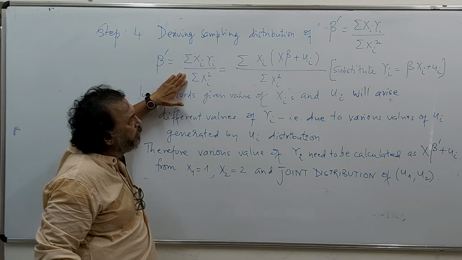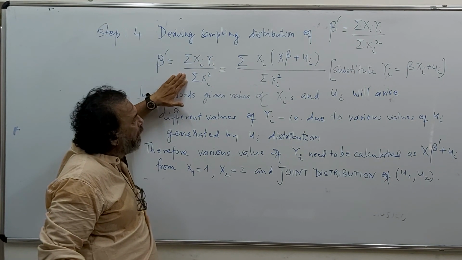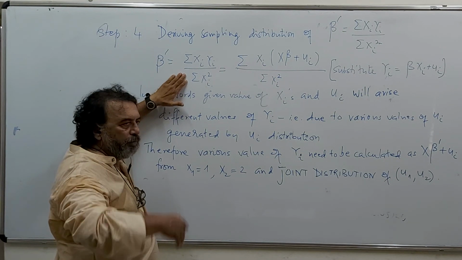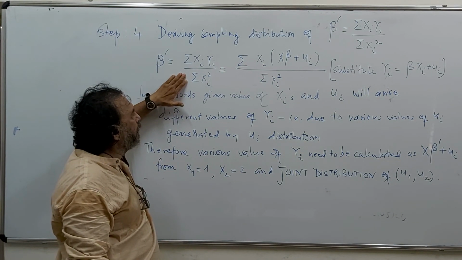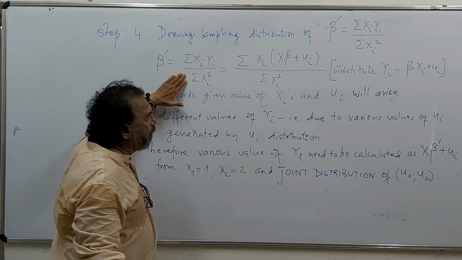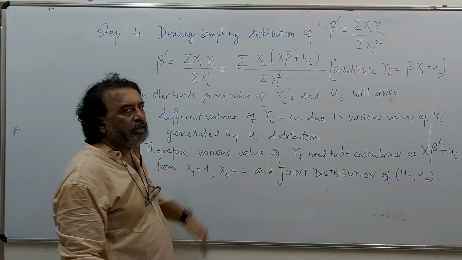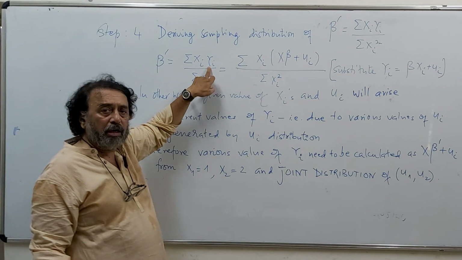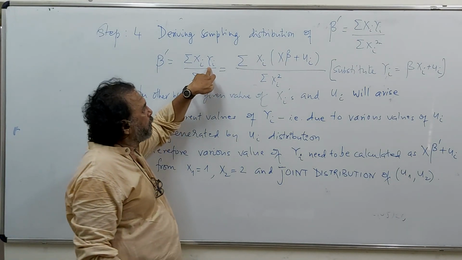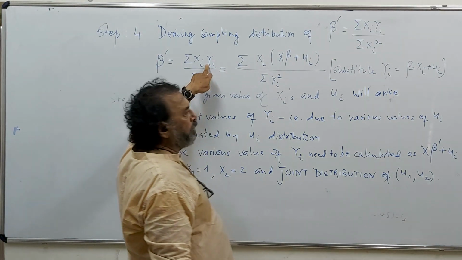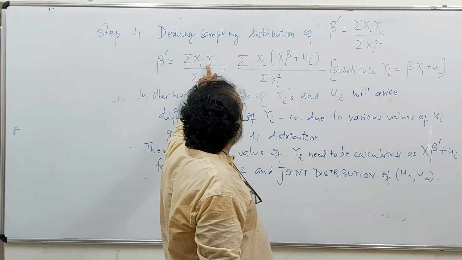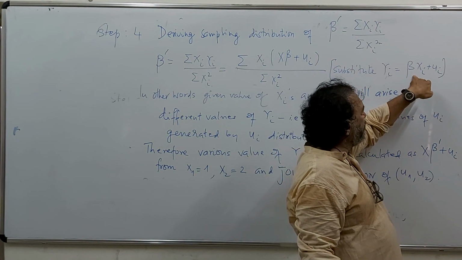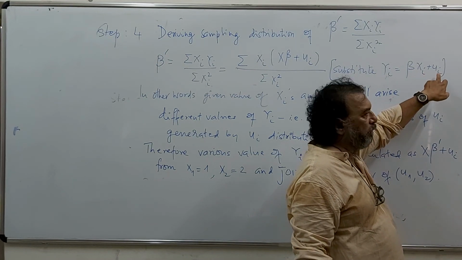From where is this distribution being generated? Distribution means frequency distribution, various possible different values occurring. Why do they occur? They occur primarily because of the error term. From where does the error term enter here? Evidently, the error term enters from y. So what we do is we substitute the expression of y, and the expression of y is of course y equal to beta times xi plus the error term.